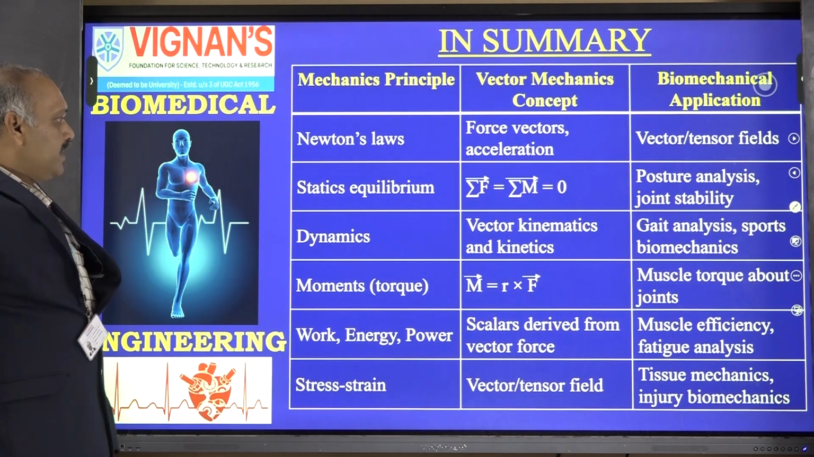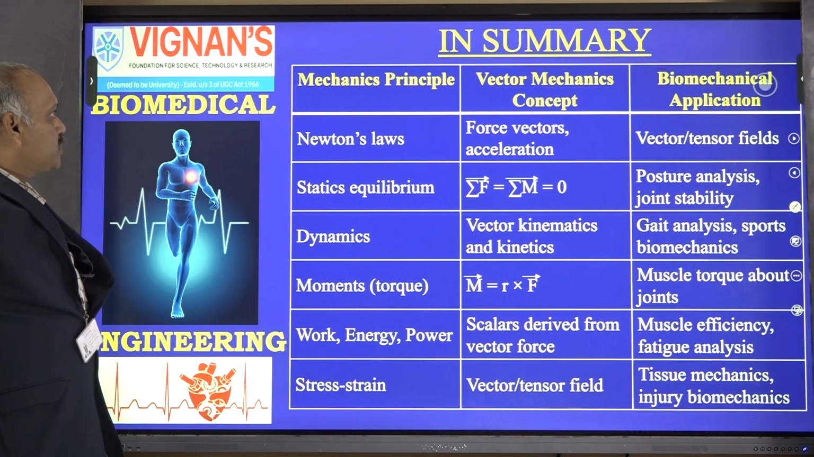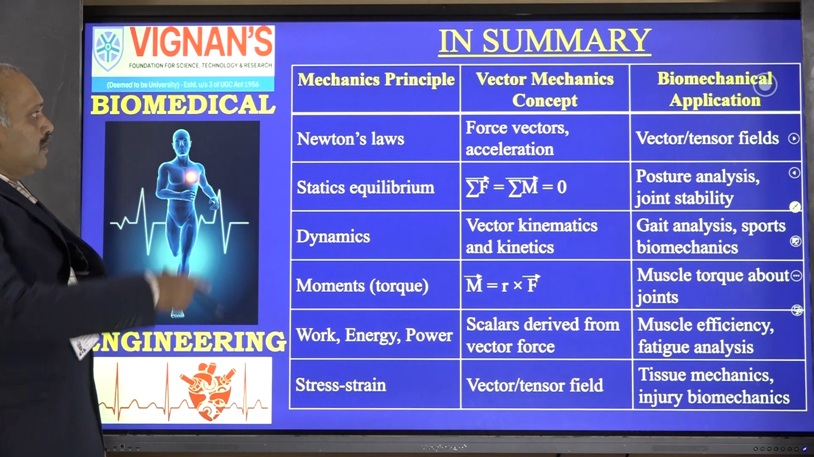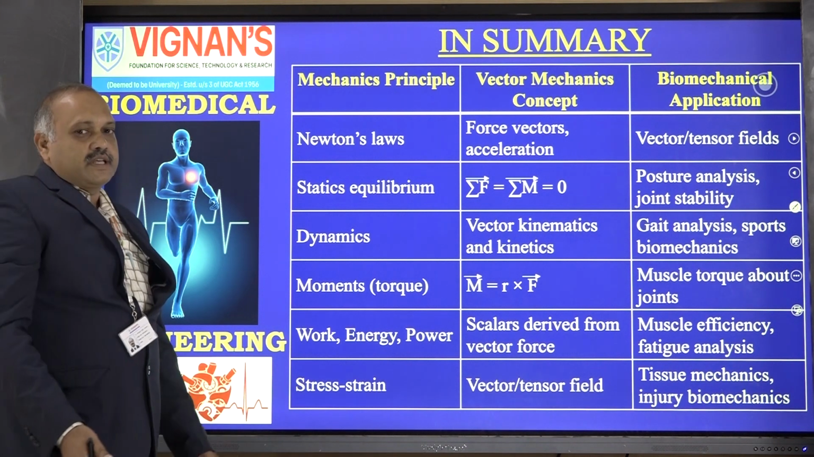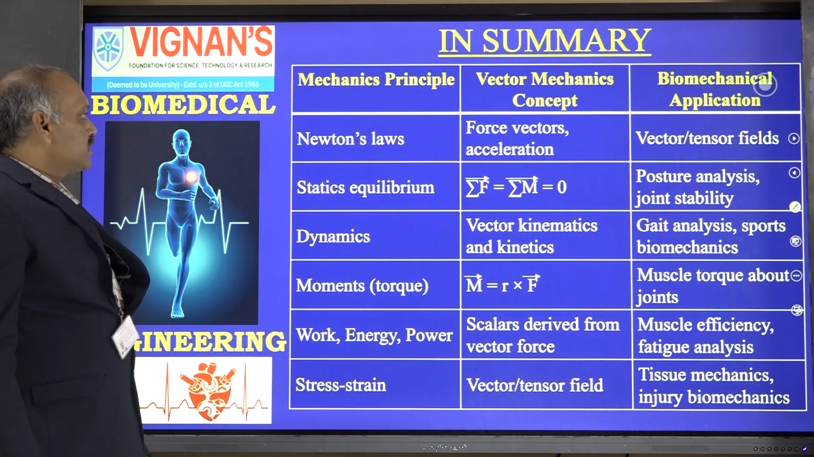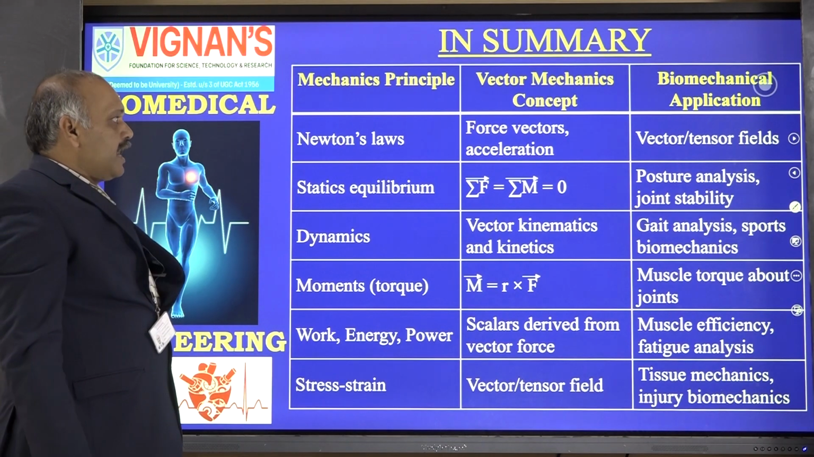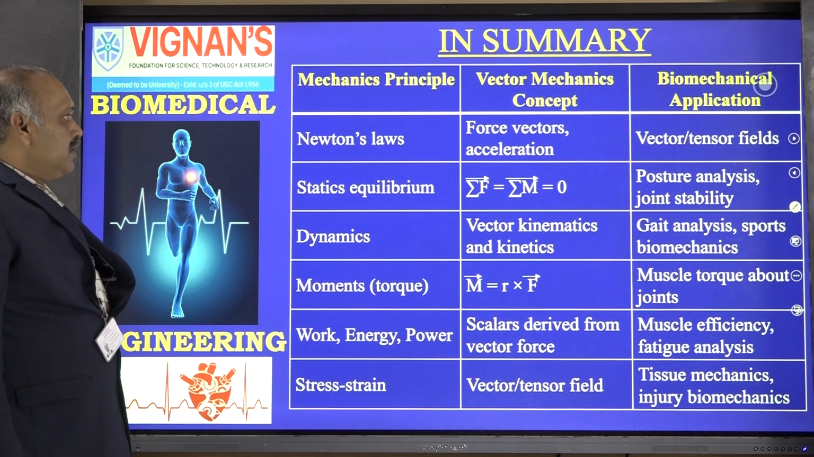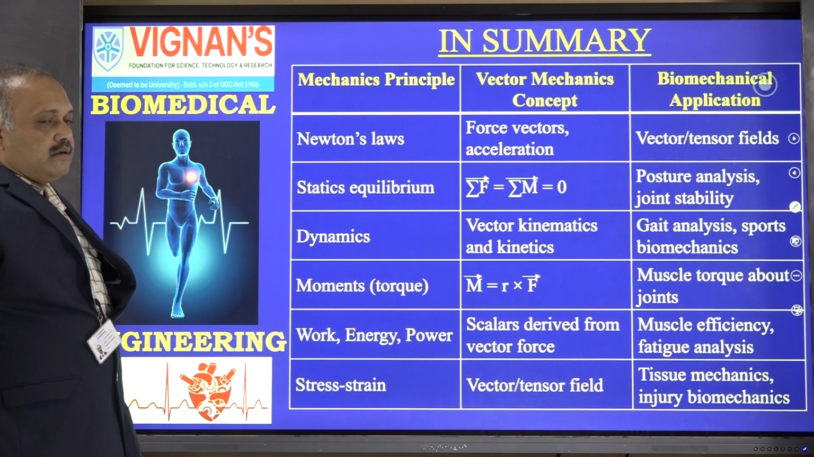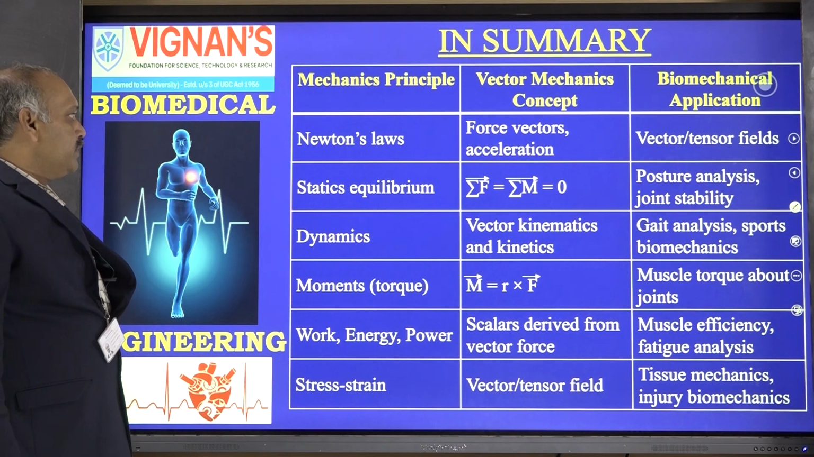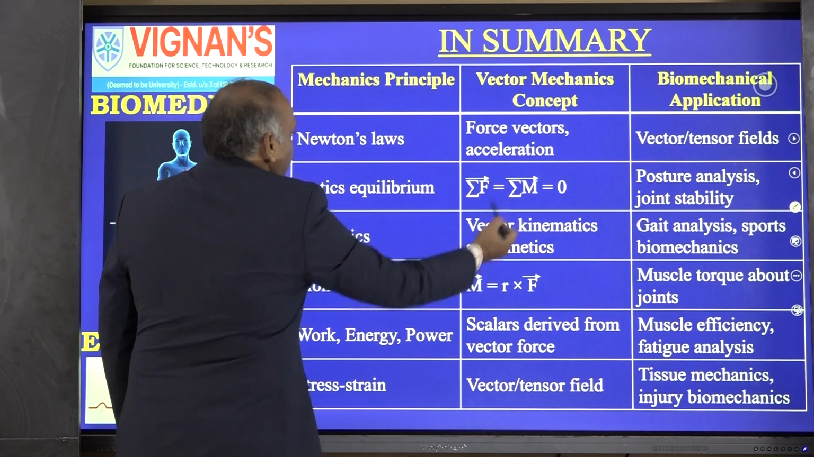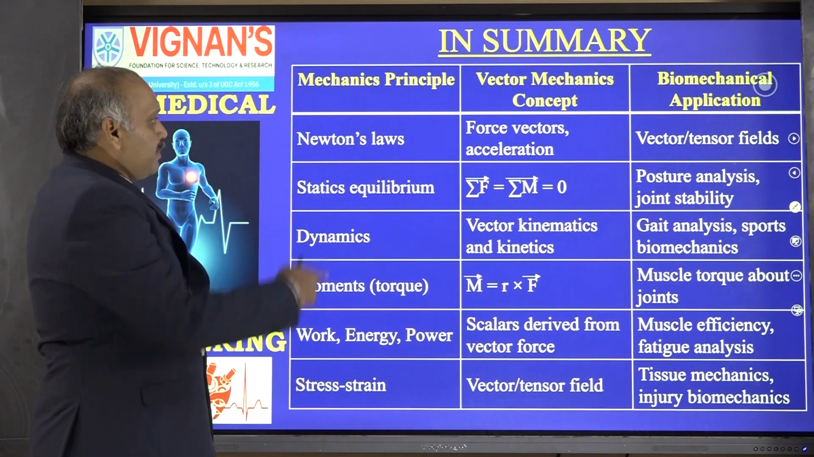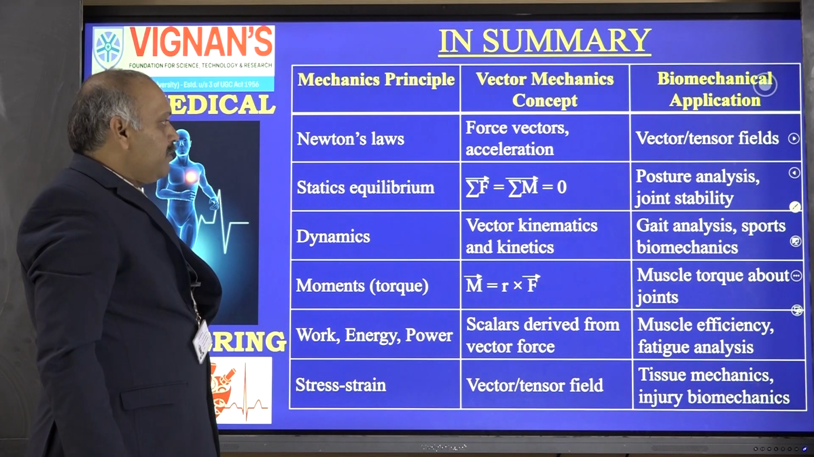So, in summary, what we studied so far: the mechanical principles, the vector mechanics concepts and their applications. Starting from the definition of mechanics and the definition of vector forces and their applications, after that we talked about Newton's laws. Newton's laws deal with force vectors and acceleration, and their applications are vectors, tensile fields, and static equilibrium when the object is at rest. What is the condition you take? Mathematically it is very important to remember that the summation of F and the summation of M must be equal to 0. You utilize this in posture analysis and joint stability.